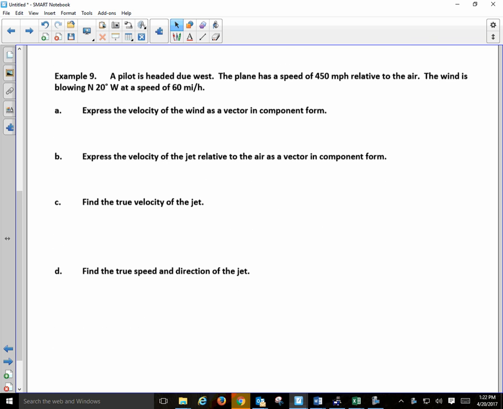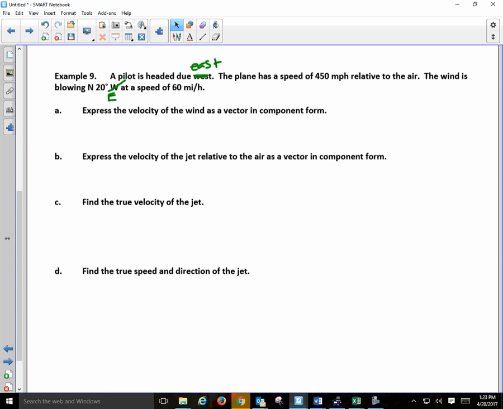Okay, here we go. We got to change the problem a little bit. Okay, so here's our problem. We're going to pick up with our vector work with a word problem. A pilot's headed due east. The plane flies at a speed of 450 miles per hour relative to the air. The wind's blowing at north 20 degrees east at a speed of 60 miles an hour.